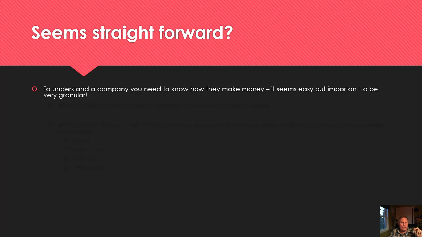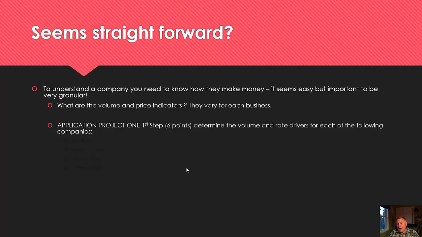To understand a company truly and how they make money, it's very, very important, but we need to be very granular. I want you, for the first part of this project, step 1, to identify a volume and price indicator, and they vary for each business. Each business can be a little bit different. Okay. So step 1 is determine the volume and rate drivers for each of the following companies. So you're going to determine what's the rate, what's the volume. Now, remember, in the case of GENSESEO Coffee Company, what we have is pounds of coffee times price per pound equals sales. So I want you to look at these 4 companies, JetBlue, Molson Coors, Fiesta Taco, O'Reilly Auto, and figure out what their volume and rate drivers are for each of these companies.